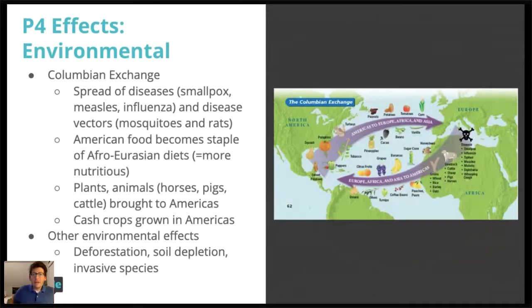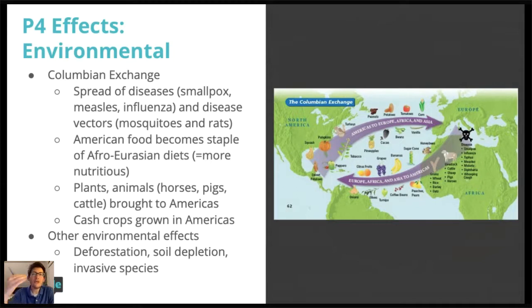There are a lot of environmental effects. We could do a whole video on the Columbian Exchange, but we're not going to. If you can find that in the Fiveable Library, we had a review session that looked more closely at the Columbian Exchange. Environmental effects from the Columbian Exchange. 1, the spread of diseases, smallpox, measles, influenza from Afro-Eurasia to the Americas, along with disease vectors, disease-carrying animals like mosquitoes and rats, even pigs, heck, humans, right?